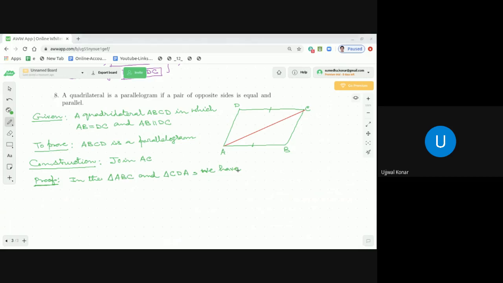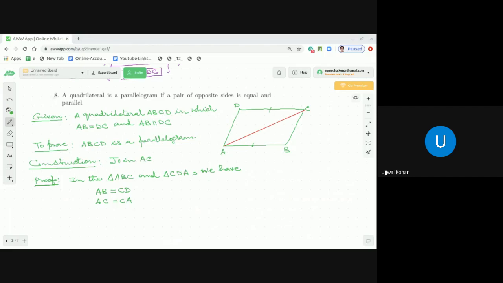So in the triangle ABC and CDA, what we are going to get is that AB is equal to CD, and AC is equal to CA. Okay. There is a reason why I write AC equal to CA, not AC equal to AC. AC is equal to AC, it is quite obvious. But here writing AC is equal to CA because I'm going to prove the congruency.